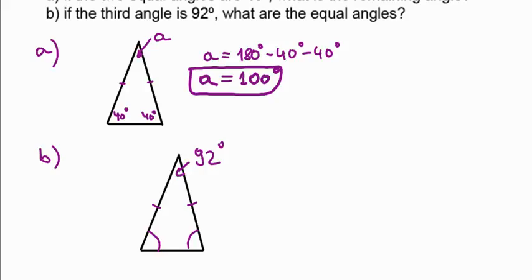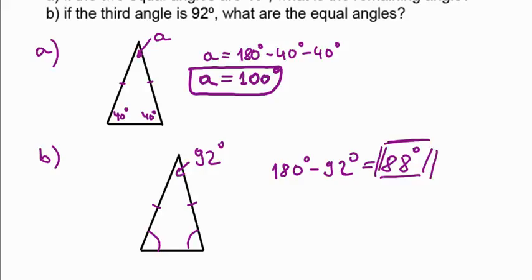So we go back to the rule about internal angles of a triangle. They add up to 180 degrees. So if I take away 92 from 180, what I get is 88. So 88 degrees. Now this 88 degrees represents two angles at the bottom. Well, not just one angle, but represents two of these. But we know that those two angles are the same.